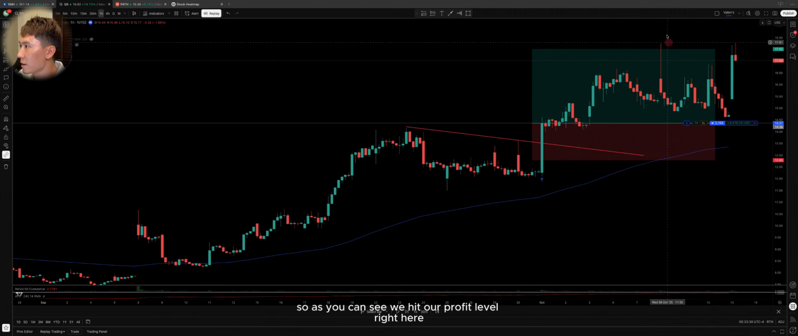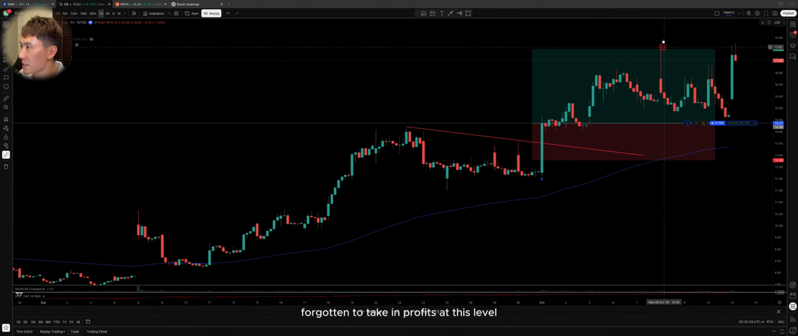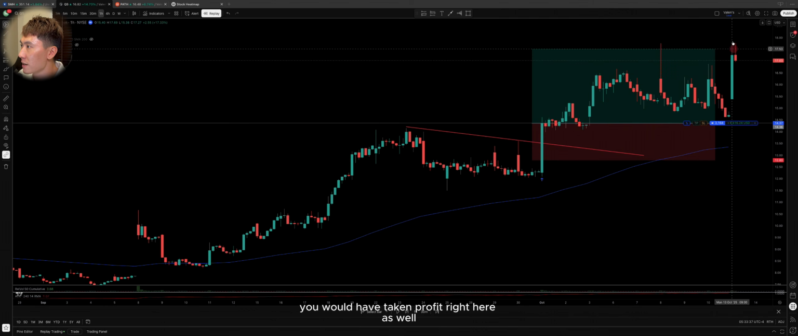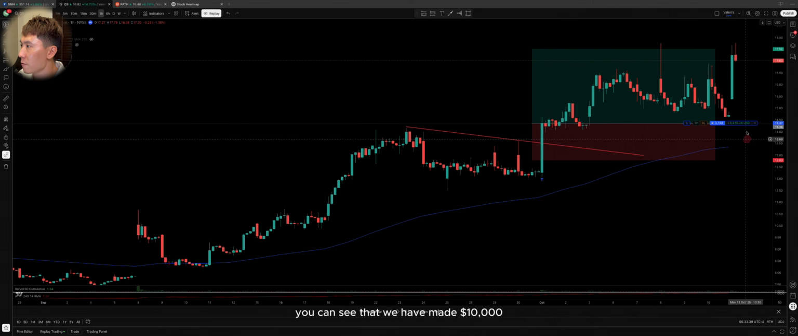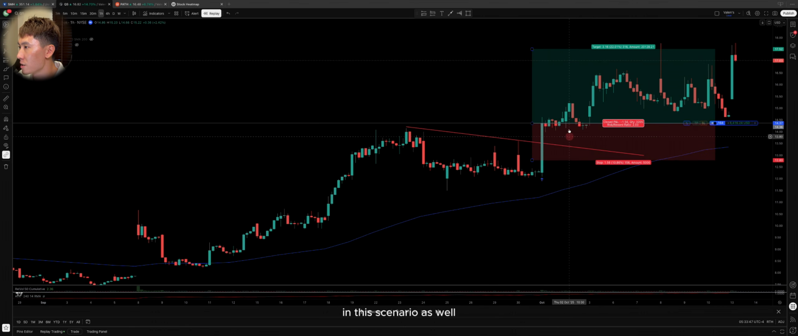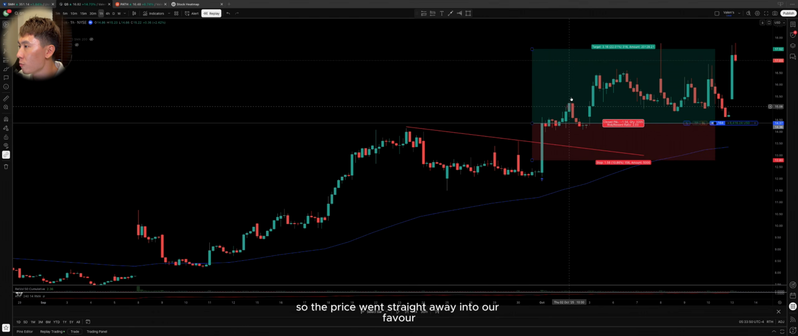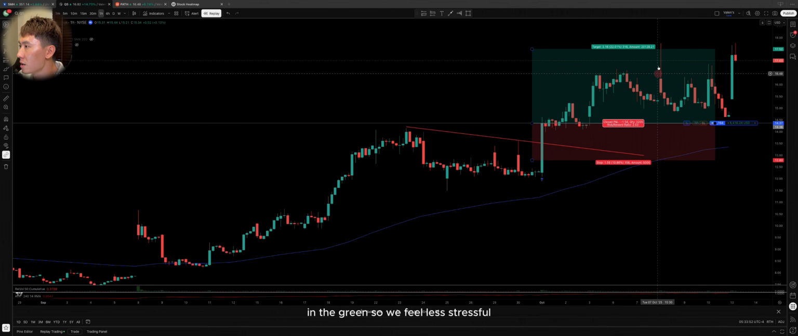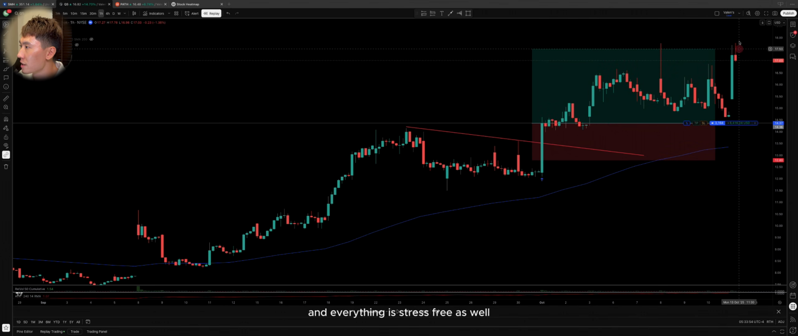As you can see, we hit our profit level right here, and if you had forgotten to take profits at this level, eventually you would have taken profit right here as well. You can see that we have made $10,000 from just following one simple rule, which is waiting for the candle to close. And you can see that there are minimal drawdowns in this scenario as well. The price went straight away in our favor, in the green. So we feel less stressed and everything is stress-free as well.